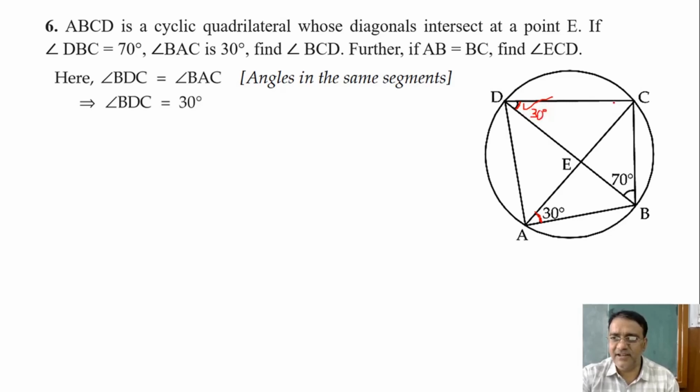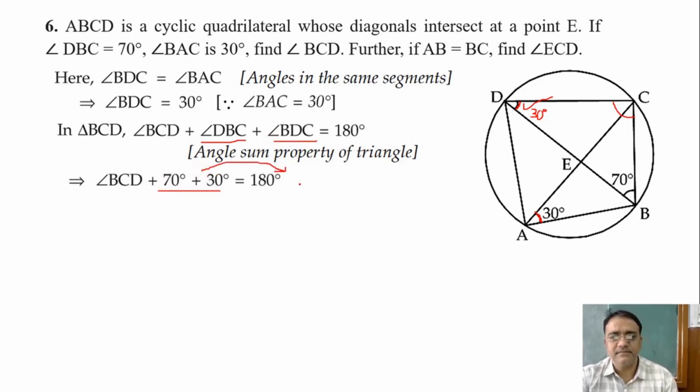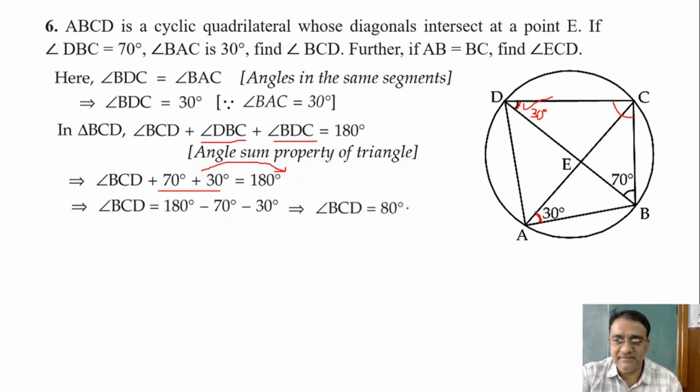Now you can find the value of this angle by using the angle sum property of a triangle, this triangle. So in this triangle, the sum of these three angles is equal to 180 degrees. Now substitute the value of DBC 70 degrees, BDC 30 degrees. So 70 plus 30 is 100 degrees. Shift it here, or directly shift and then subtract. So we'll get 80 degrees. Right? Any doubt? No, sir. So we got this first answer.